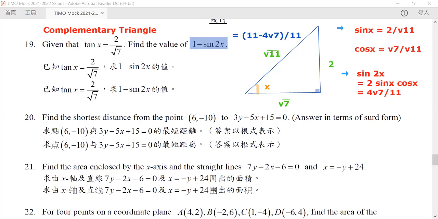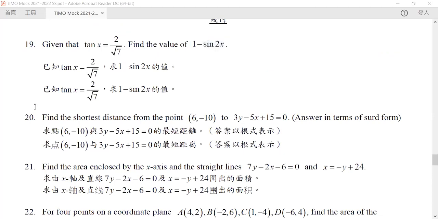Okay. So now let's go to our question 20. Find the shortest distance between our point (6, -10) to our line 3y minus 5x plus 15. Now for this question, there is nothing that we can talk about here other than using the famous distance formula, because this is a simple application of the formula.